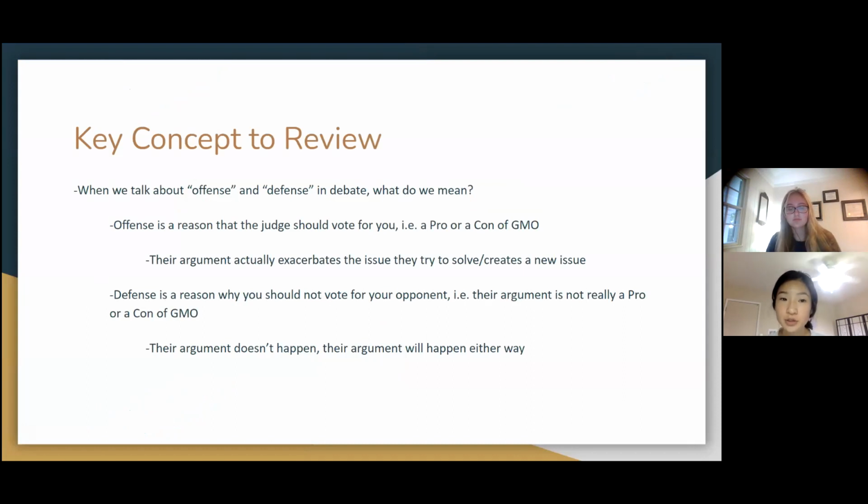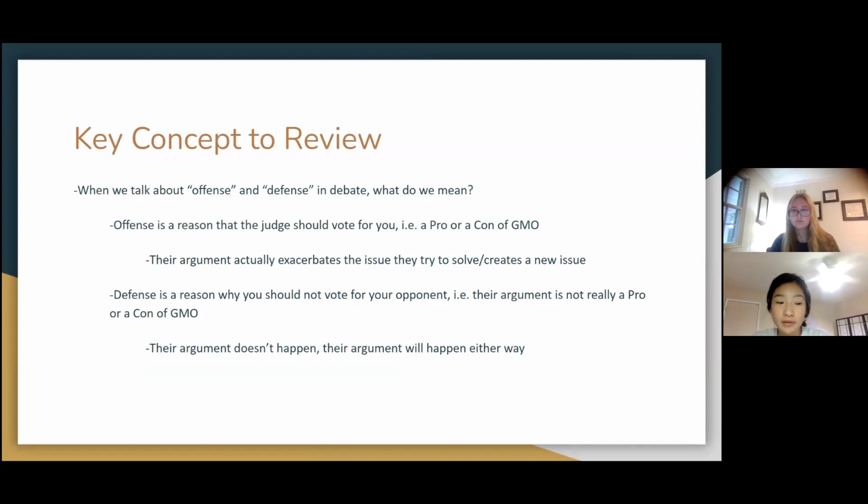Some key concepts to know before we get on the framing seminar is that you need to know the difference between offense and defense in debate. So what we mean by offense is a reason that the judge should vote for you. For example, the contentions in your GMO case, all of that should be offense, giving the judge a reason why they should vote for you. And defense is basically a reason why you should not vote for your opponents.